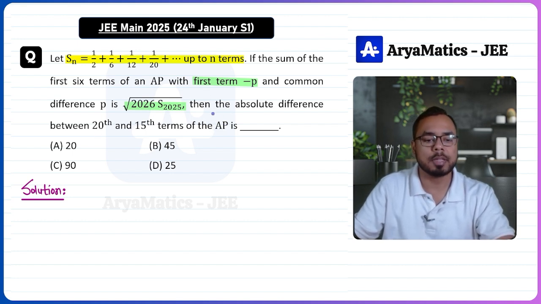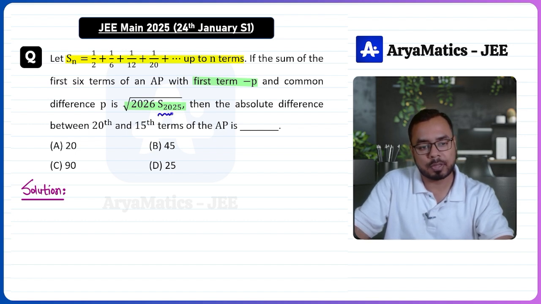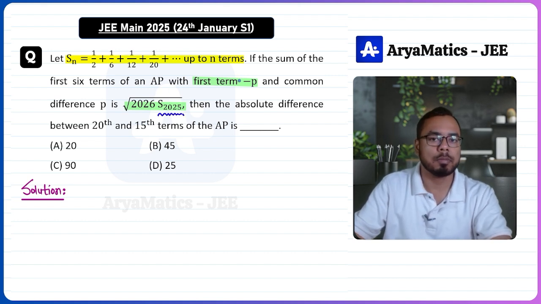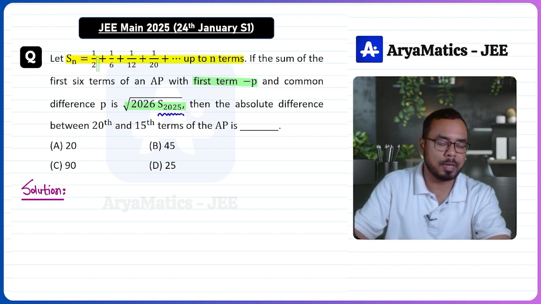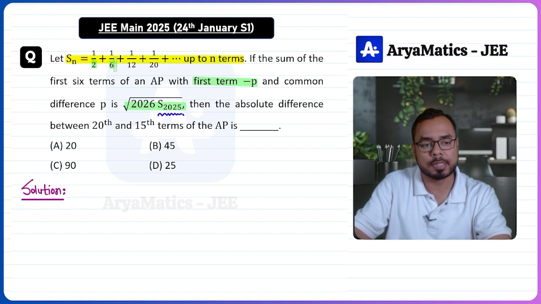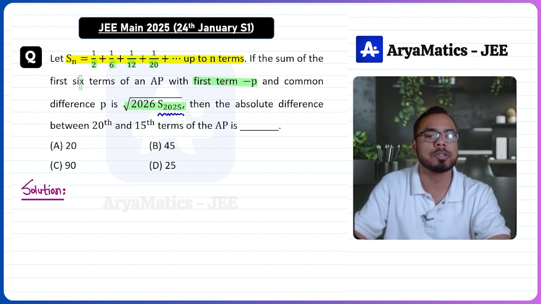Now in this problem, first we need to calculate this Sn so that we can figure out the value of S2025. And once we have this value, then we'll see how to find the sum of an AP with first term −p and common difference p. So here, first we need to see the pattern in Sn. You can see that we have 2, then 6, then 12, 20 and so on.